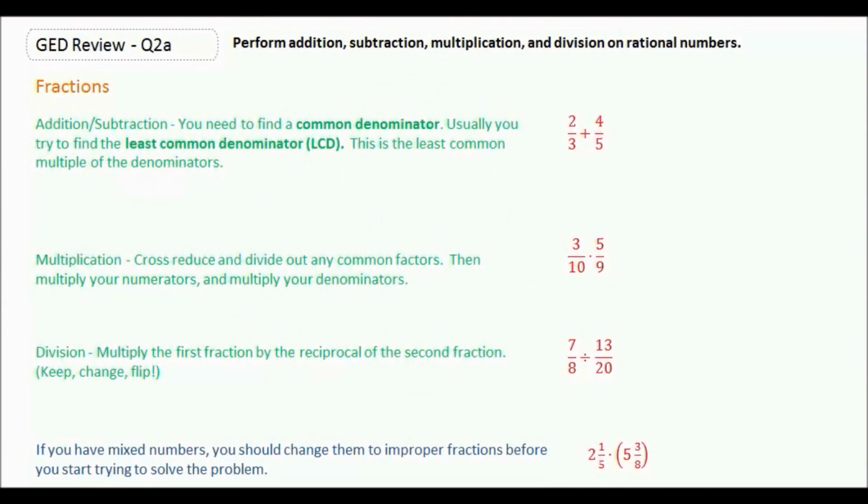Now let's move on to fractions. When adding and subtracting fractions, you need to find a common denominator. Usually you try to find the least common denominator, or the LCD. That means it's the least common multiple of the denominators. So looking at 2/3 and 4/5, we need to find the least common multiple of the denominators, 3 and 5, and that would be 15.